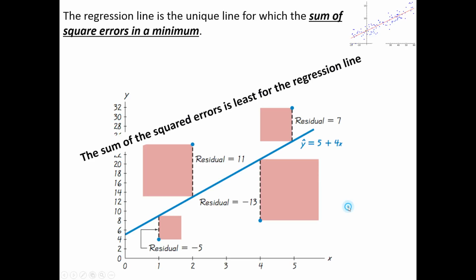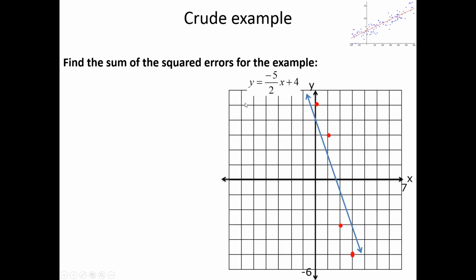Okay. So here now you have a chance to practice this. I have a small, very crude example here. Here's the line: y is negative 5/2 x plus 4. That's this blue line, and near this blue line are the 4 red points. The red points represent the data points. What I would like you to do for this example is find the sum of the squared error. So how are you going to do that?